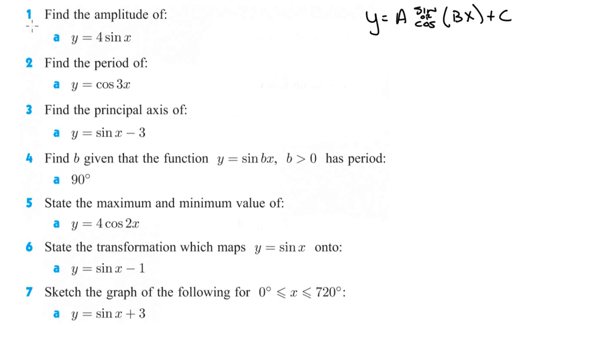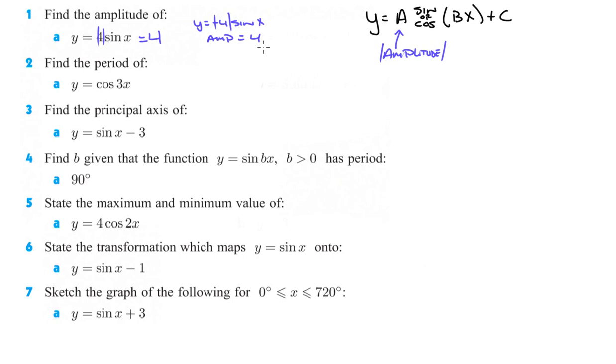Okay, we'll start here with number 1. Find the amplitude of this. Remember this from our y equals a sine or cosine bx plus c. This deals with the amplitude, and really it's the absolute value of a. So the amplitude of this is 4. If it happened to be y equals negative 4 sine x, the amplitude would still equal 4 because it's always the absolute value of what we have out front here.